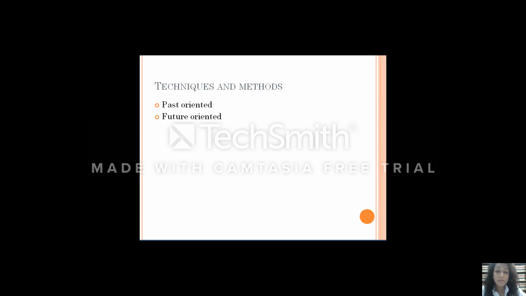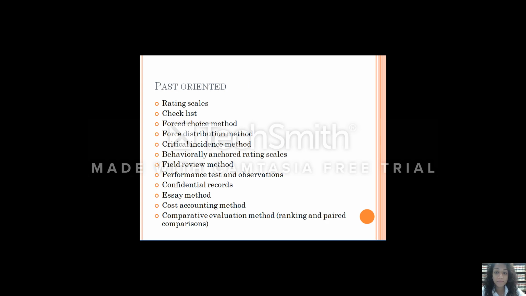There are different methods which are used for performance appraisal, which are both modern and traditional approaches. The past-oriented methods, which are the traditional approaches, include first the rating scales. Rating scales consist of several numerical scales representing job-related performance criteria such as dependability, initiative, output, attendance, attitude, etc. Each scale ranges from excellent to poor.